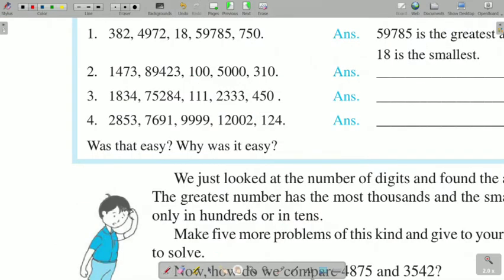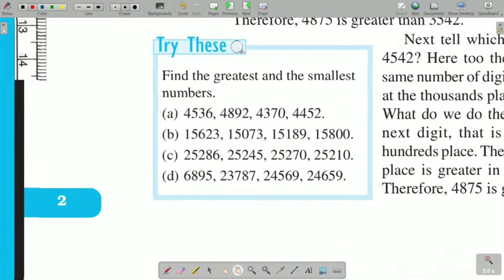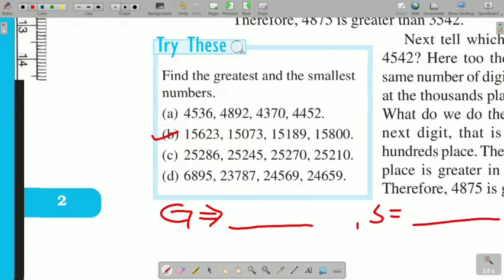Now come to the second. Okay, B number. We have to find the greatest number here and we have to find the smallest number here. I will write. Now in B number you can see that the number of digits of all the numbers is same. How much is that? 5. All the numbers have 5 digits.